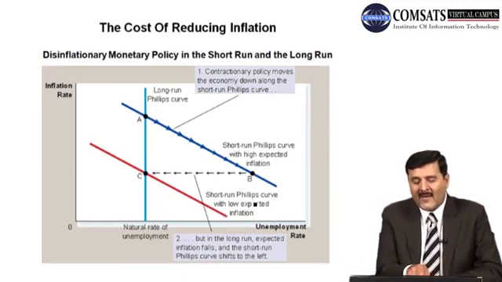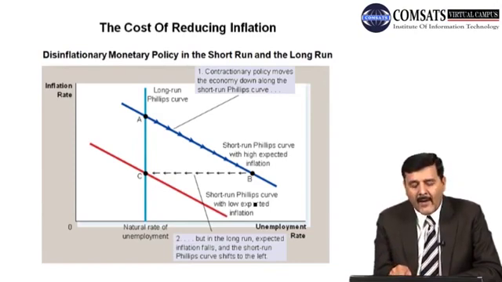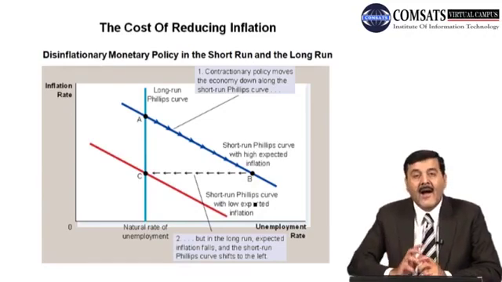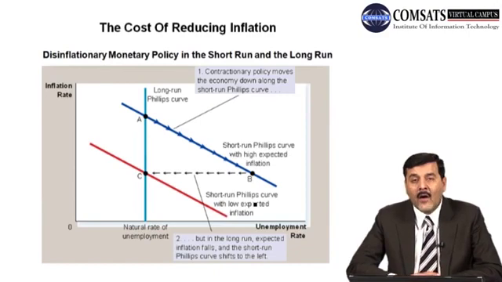Economy will move along this short-run Phillips curve from point A to point B. When we come to point B पे क्या हो रहा है? We have a lower inflation rate in the economy but higher unemployment in the economy. So what will happen, right? So long run में क्या होगा?